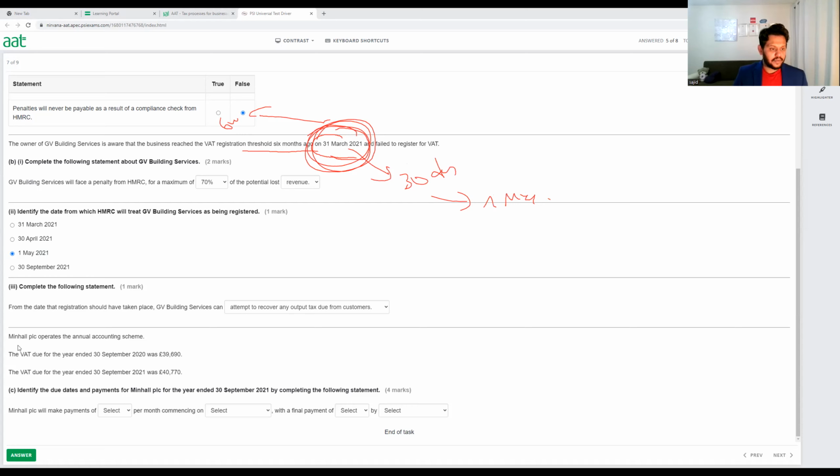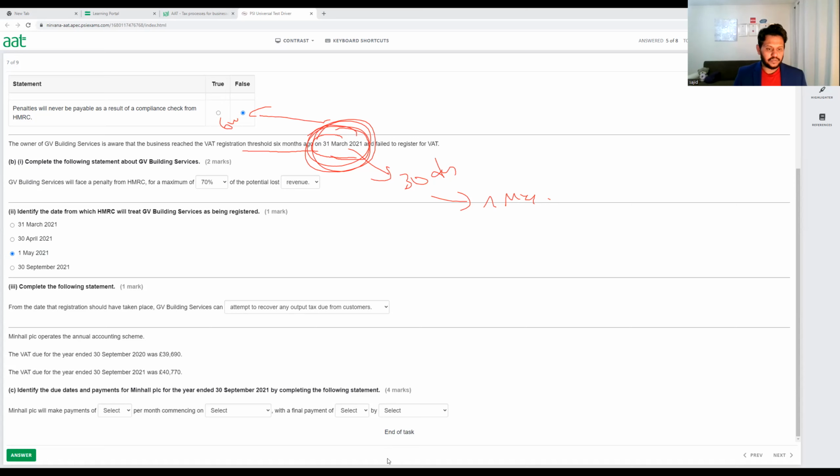All right, the next one we have M Limited operates the annual accounting scheme, okay, yearly. So it says the VAT due for the year ended September 2020 was 39,690. That's the last year VAT. The VAT due for the year ended 30 September 21, for this year, is 40,770. Identify the due date and payment for MPLC for the year ended 30 September 2021 by completing the following statement.